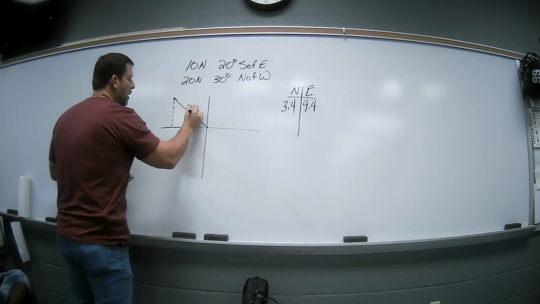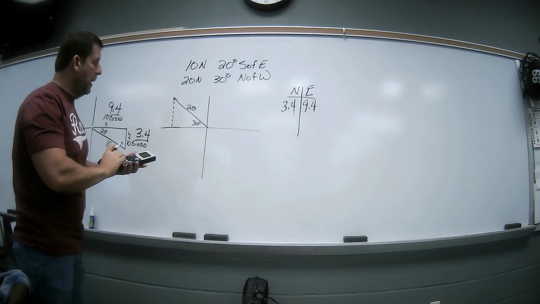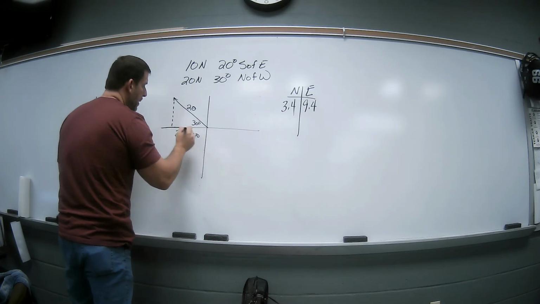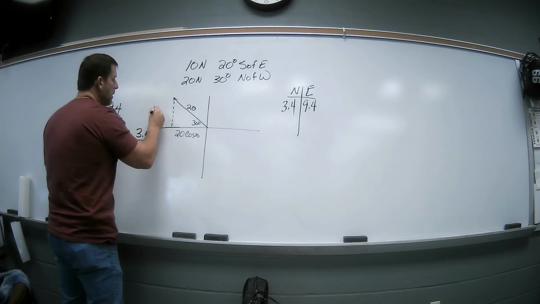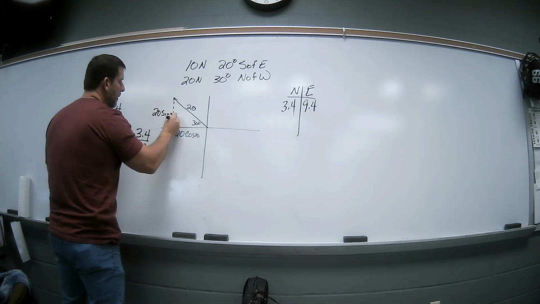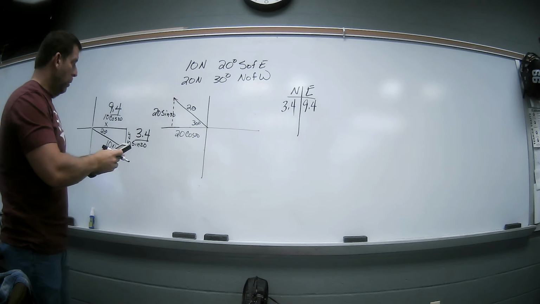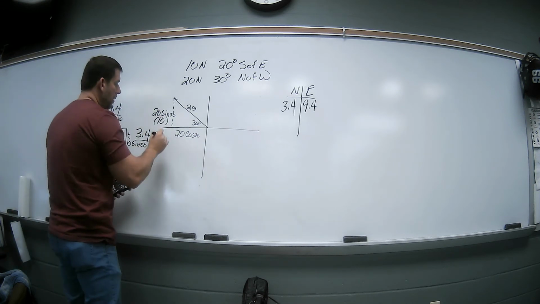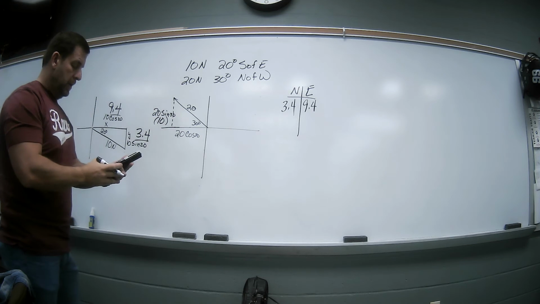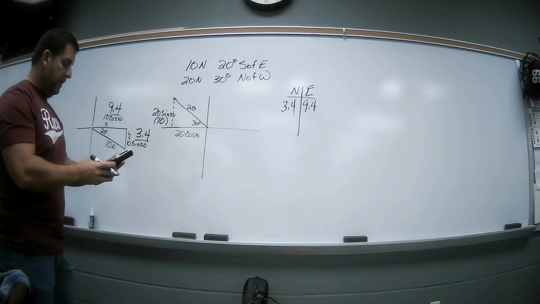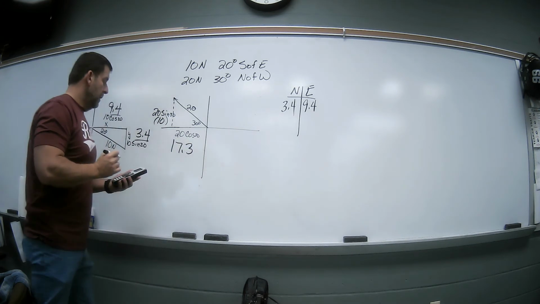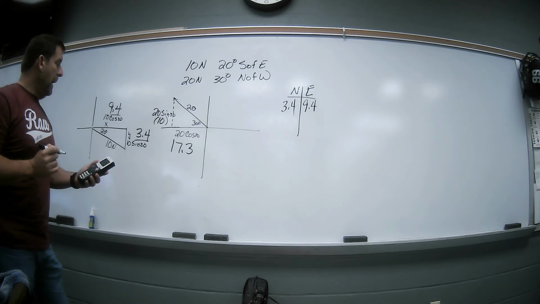Now, remember, this is the adjacent side. You can do the cosine if you want, but remember, this is the adjacent side. Hypotenuse times cosine 30. This is the opposite side, which refers to sine 30. All right? So, sine 30 times 20, and what I get is 10. 20 cosine 30, cosine 30 times 20. So what do I get here? 17.3. And so let's put this in here.